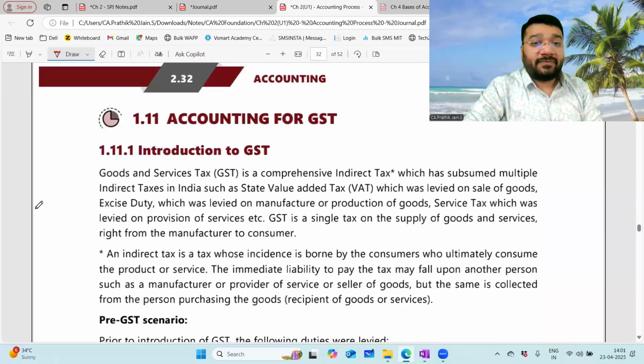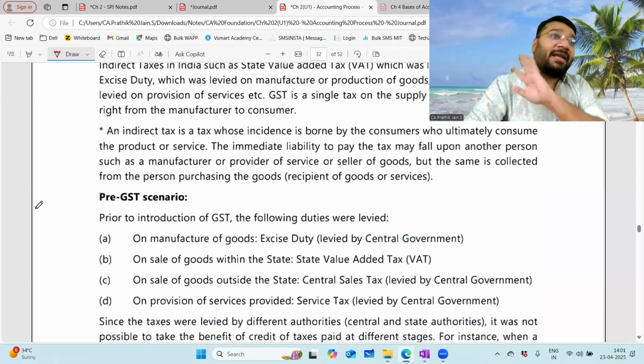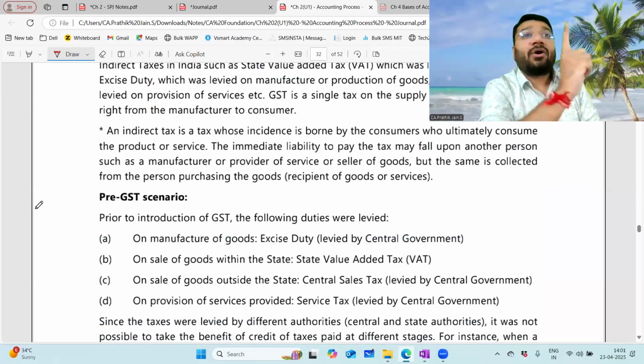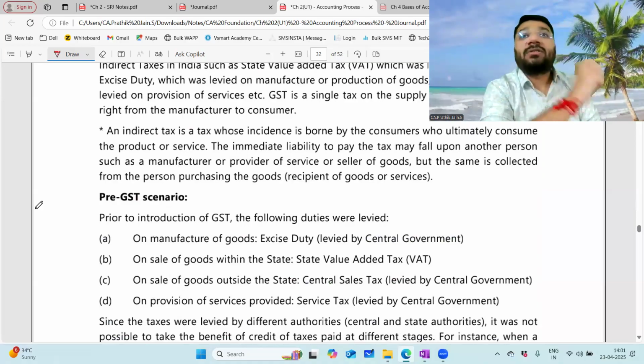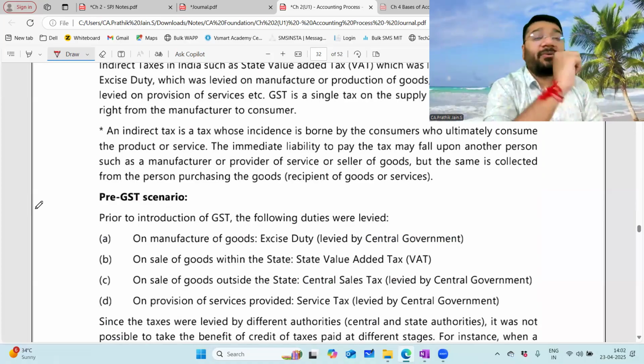Advantage of journal: it's directly accounting for GST. From here till the end, GST. Where is the concept of trade discount? Where is the concept of cash discount? Where is the concept of rebate? Where is the concept of reversal of purchase? Tell me now.